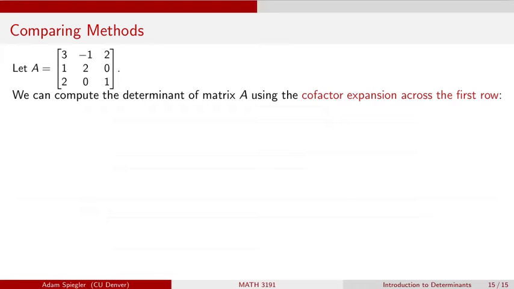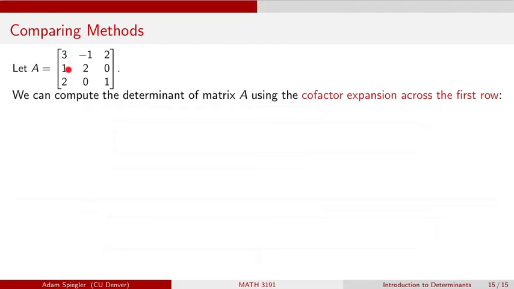Okay, and so for this last slide, let's compare these two methods, doing a cofactor expansion across a row versus going down a column. And let's just make sure either way we do it, we get the same result. I'm not going to prove this theorem in general, but at least we can verify it works for this example. So let's take this 3 by 3 matrix A that we've been working with.